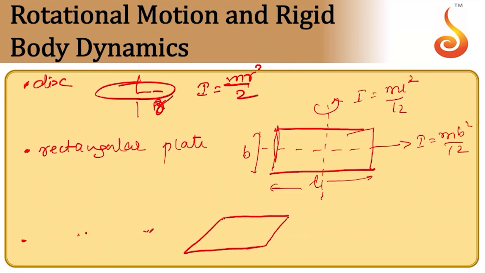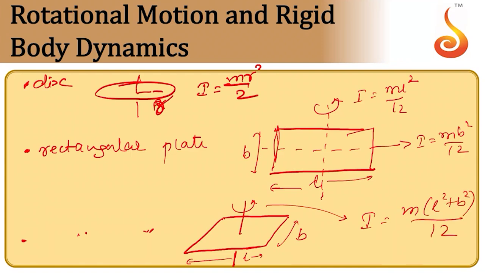Same plate. This is the axis. Assume that this length is L, this length is B. Then about this axis, the moment of inertia is m into L square plus B square divided by 12.